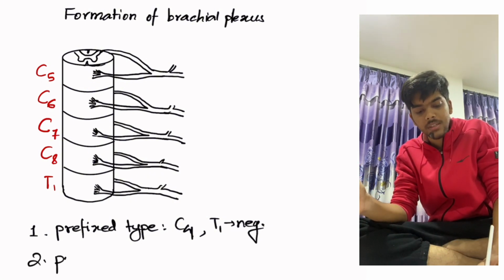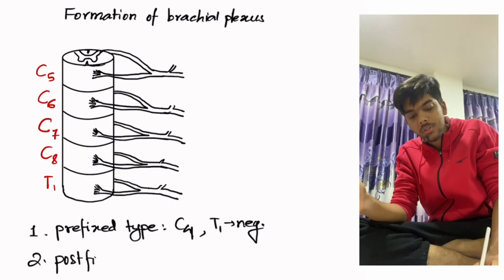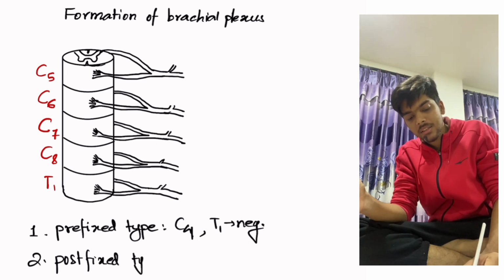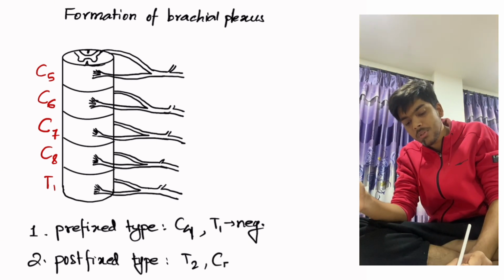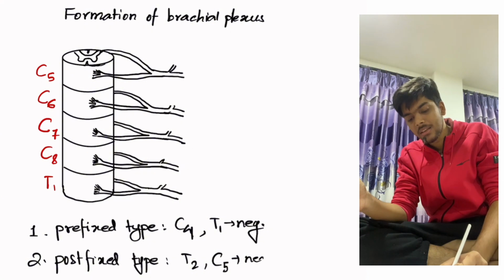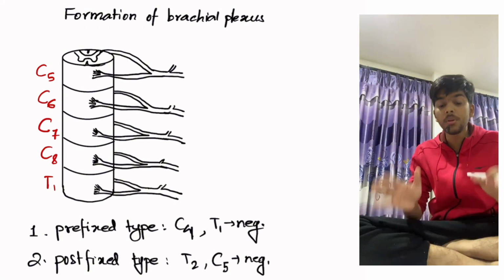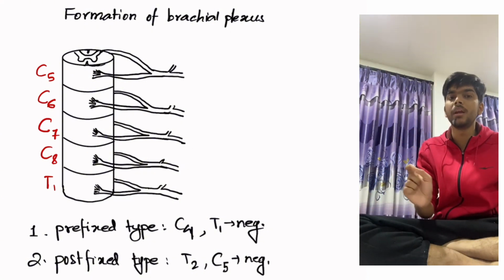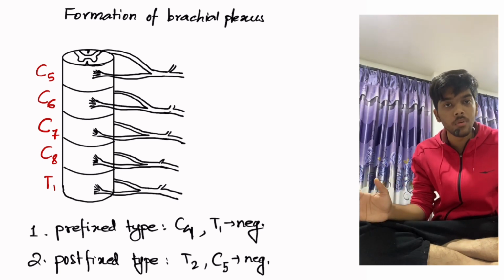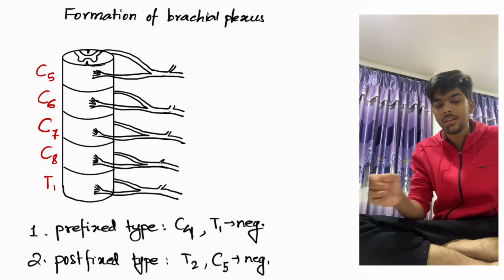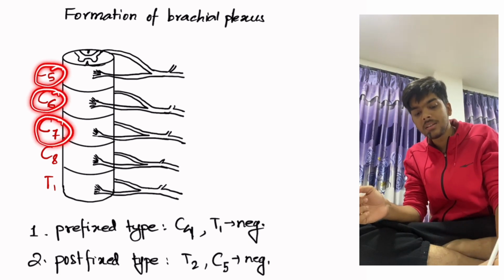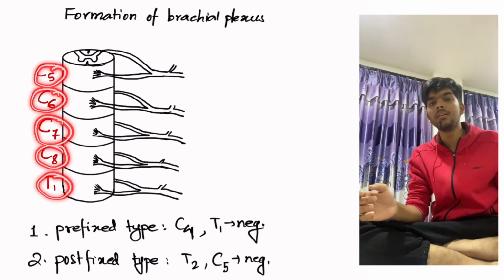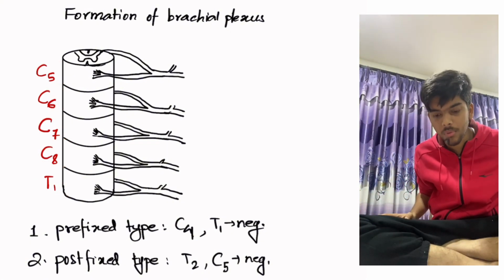Second is postfixed type. In postfixed type, it's the T2 spinal nerve that is responsible in the formation of brachial plexus, and the contribution from C5 is negligible. So there's your number 1, normal brachial plexus, which is dominantly found where the spinal nerves C5, C6, C7, C8, and T1 contribute in the formation of brachial plexus.